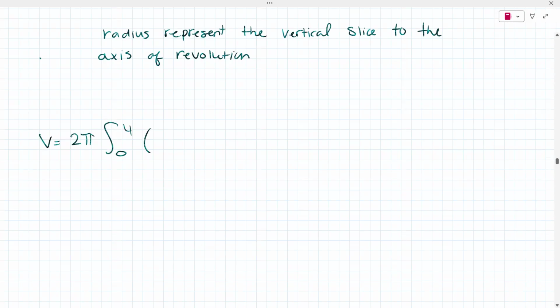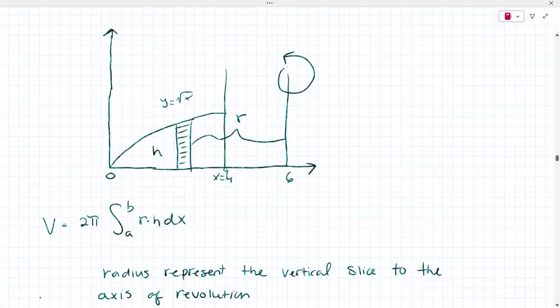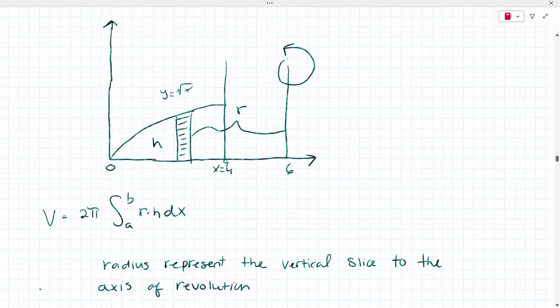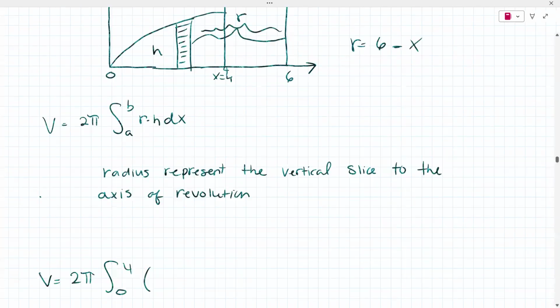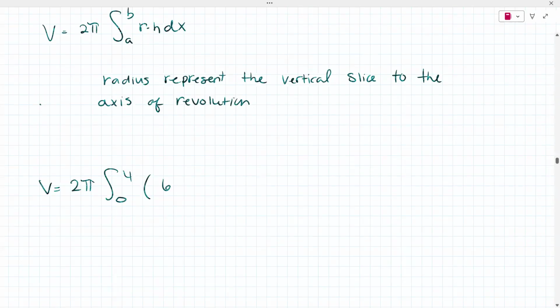And then let's find our radius. So our radius is going to be this line, x equals 6. We're kind of going backwards. x equals 6 minus, in terms of x, it would be x. Right? We don't know what this distance here is, so we call it x, because we are taking it with respect to x, it has to be in terms of x. So it's going to be 6 minus x.